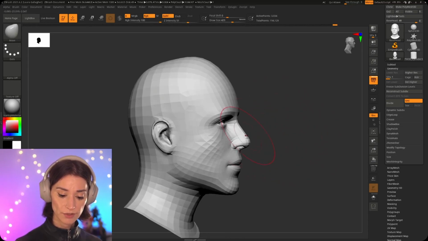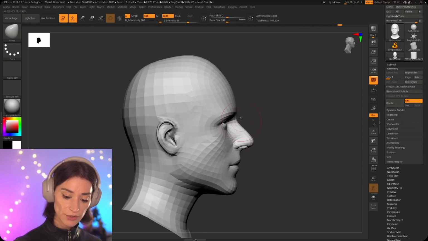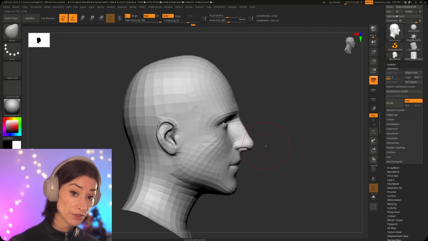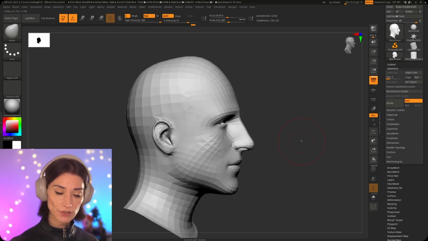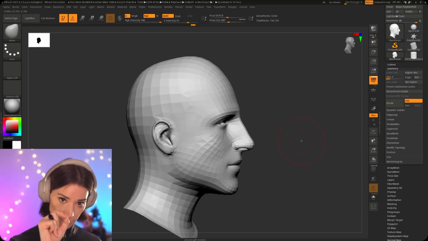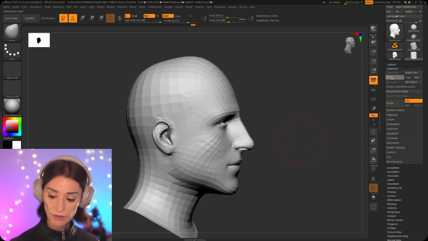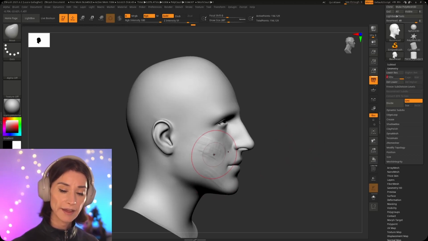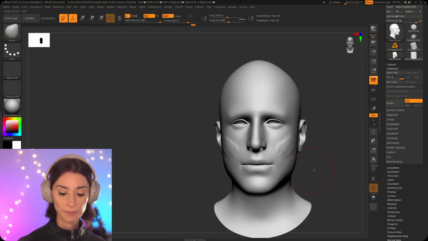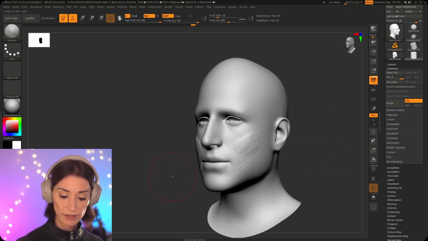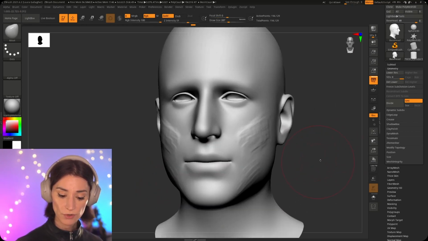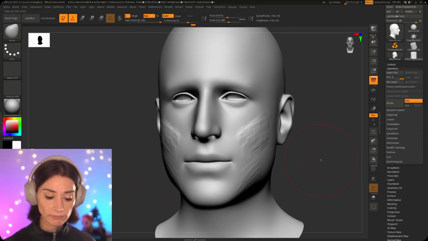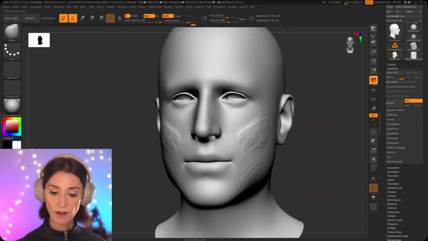So usually, if you're going to do some really major changes to your head, you want to do it at a lower subdivision level. And if you want to concentrate on the smaller details, then you usually want to do it at a higher resolution level. I will show you guys why that is important in just a minute. But first of all, I'm not really satisfied with this.